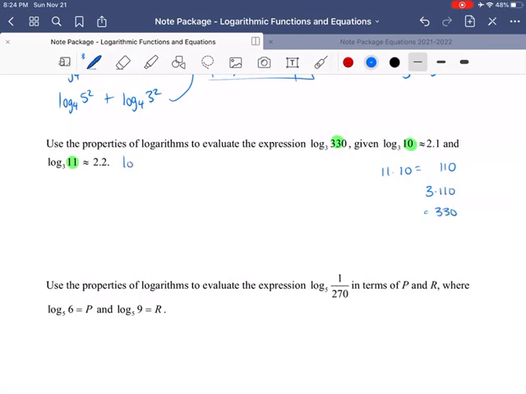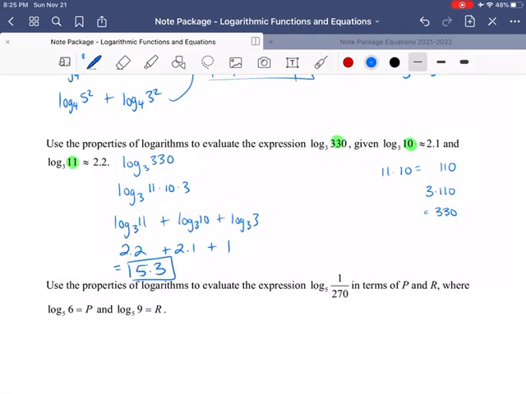So log 330 will become log 3 of 11 multiplied by 10 multiplied by 3. And then we can create three different logarithms: log 3 of 11 plus log 3 of 10 plus log 3 of 3. Now we're told that the first part is approximately 2.2, this is approximately 2.1, and this is 1. So 2.2 plus 2.1 plus 1 is 5.3.